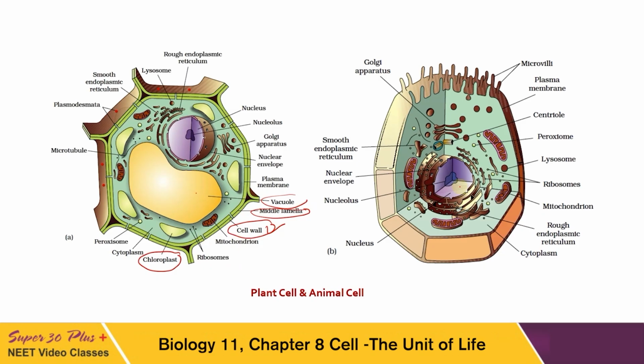But in the animal cell, it doesn't have a cell wall, it doesn't have a middle lamella, and it doesn't have a large central vacuole. The vacuoles, if present, will be of small size. And a very important one is the centriole, which is near the nucleus. If I draw the animal cell, this is the nucleus, and close to the nucleus there are two centrioles arranged perpendicular to each other, which make the centrosome. This centriole is absent in the plant cell. The rest of the structures we will go through in detail, and then you can compare them.